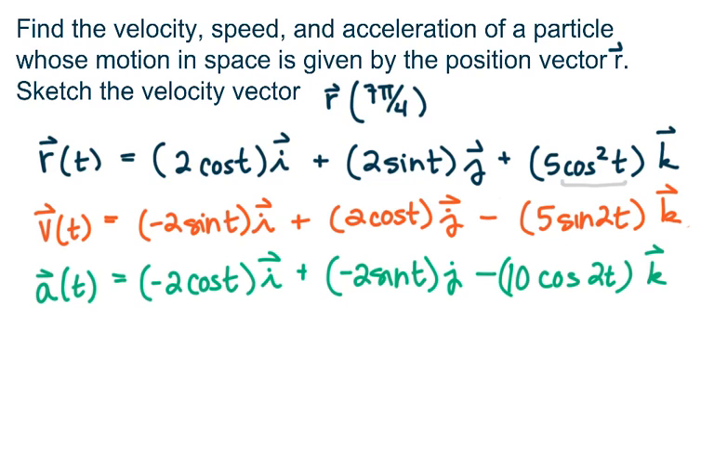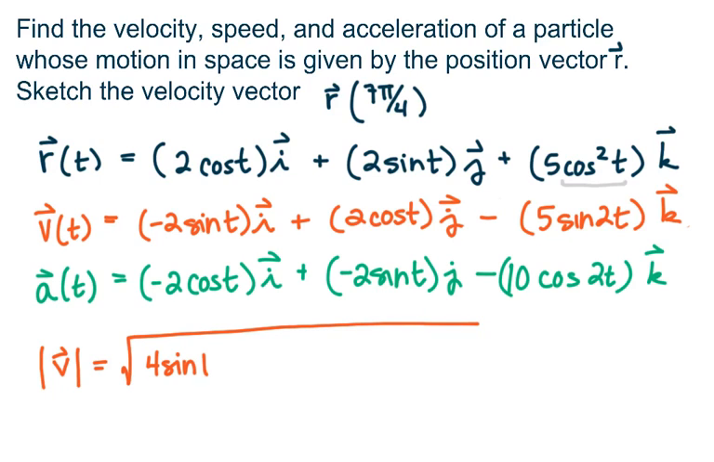We're also asked to find the speed, and the speed is going to be the magnitude of my velocity vector. And the magnitude is going to be the square root of 4 sine squared t plus 4 cosine squared t plus 25 sine squared 2t.